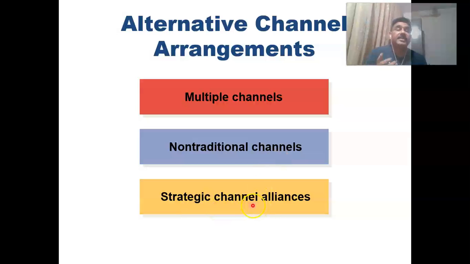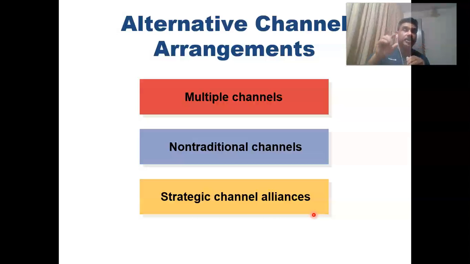Then strategic channel alliances are also there nowadays. A strategic channel alliance means that as an alliance partner of your company, I have the full right to sell your products. Yes, I will take the full right. I become an alliance of your company for selling your product. Now I am going to take the full right to distribute your products across a particular region. Then you as a company have no right to sell this product to any other distributors, right? So this is overall about the alternative channel arrangements.